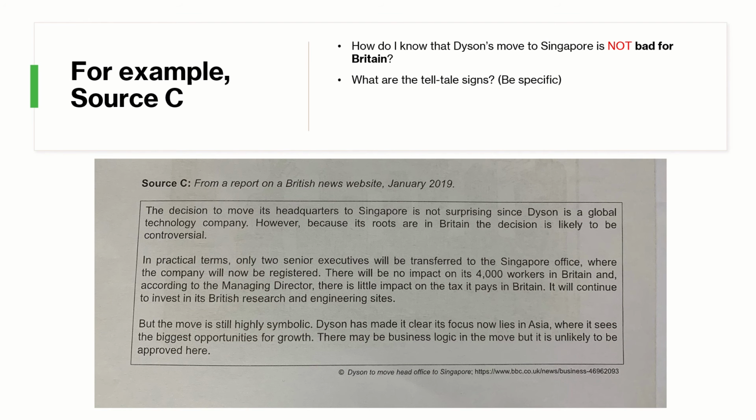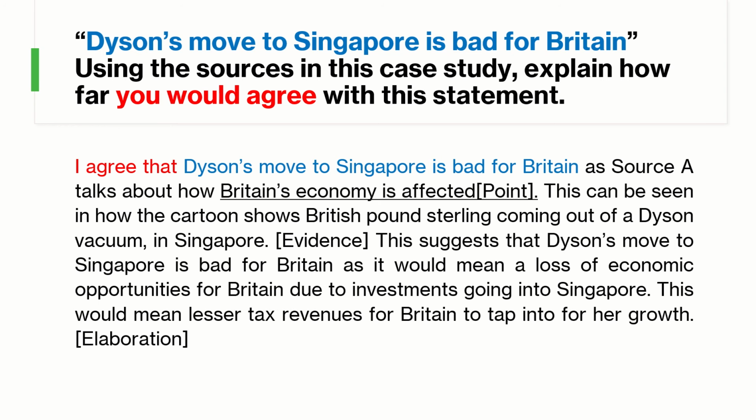Okay, step 3. After you have written your agree paragraph, let's write your opposing paragraph. So for example, this is source C. Can you go back to the agree paragraph one more time? Okay, just something to point out: you shouldn't be writing more than 4 statements. The first statement, of course, is stating your stand, whether you agree or disagree. The second statement should be your evidence. The third statement, naturally, is you elaborating your evidence. And lastly, you're trying to make sense of how the evidence shows that it's bad for Britain in this case.